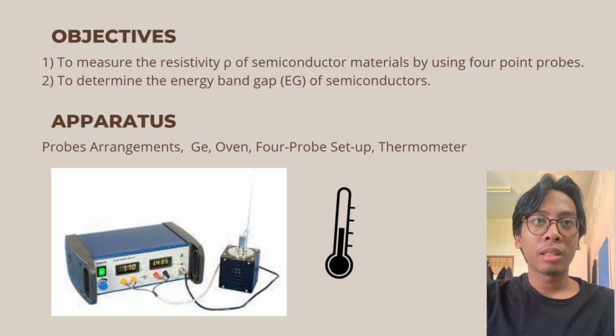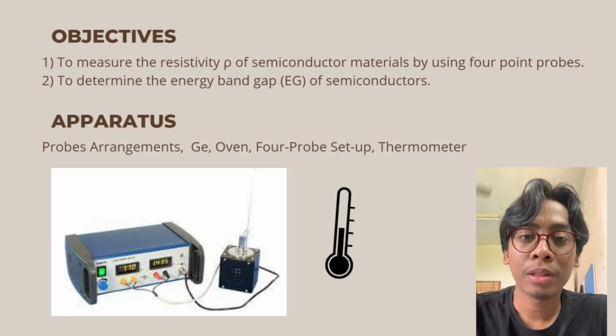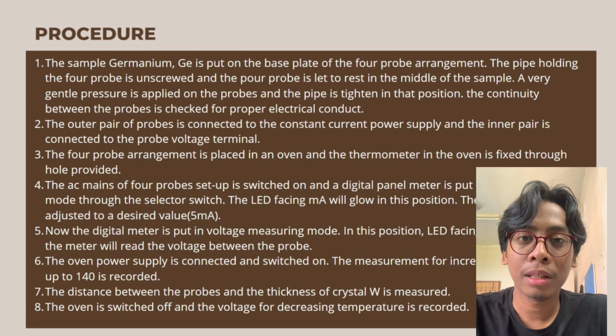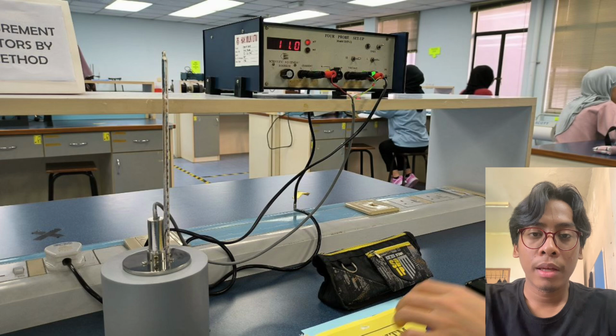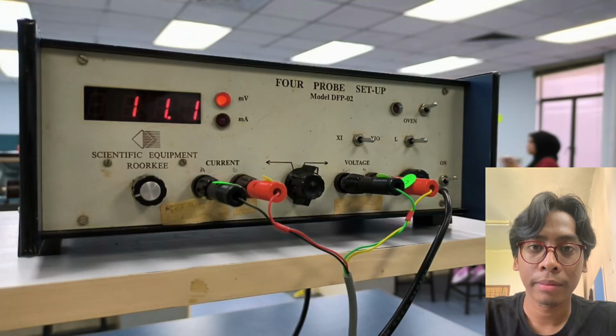And here's the apparatus that we will use for this experiment. First, we have probes arrangements and the sample germanium and an oven for probe setup and thermometer. Next, we move to the procedure, and these are the procedure that we have been using during the experiment. And these are some of the pictures that have been taken during the experiment.